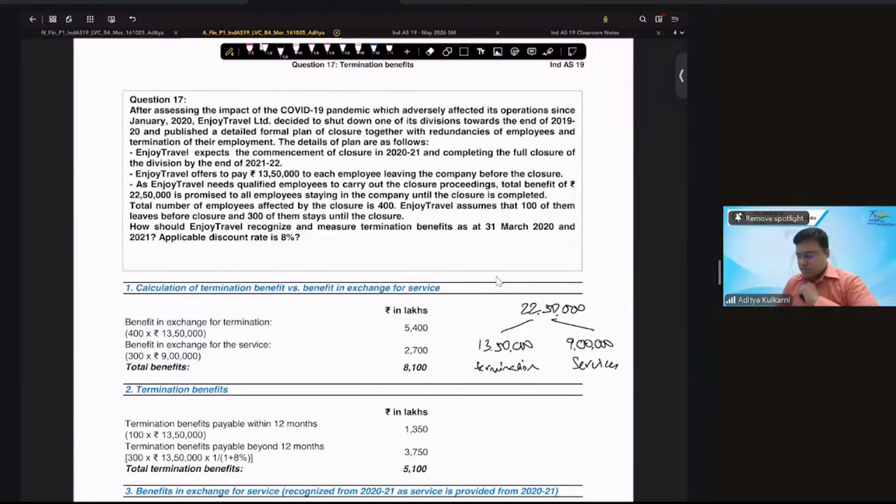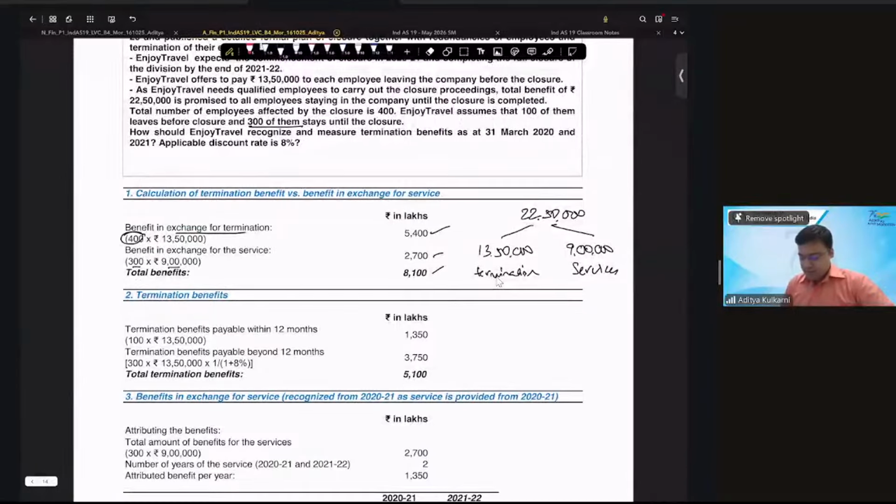Yes, all right. So in exchange for termination, everybody gets terminated. So 400 employees into 13,50,000, 5,400 lakhs gets terminated. This is your termination benefit. Service benefit, 300 employees expected to stay until closure. So 300 into 9 lakhs, 2,700 lakhs. So total benefits, 8,100 lakhs. That is 81 crores. Are you okay with the first part? Yes. All right. Perfect. Now we move on to the next one.